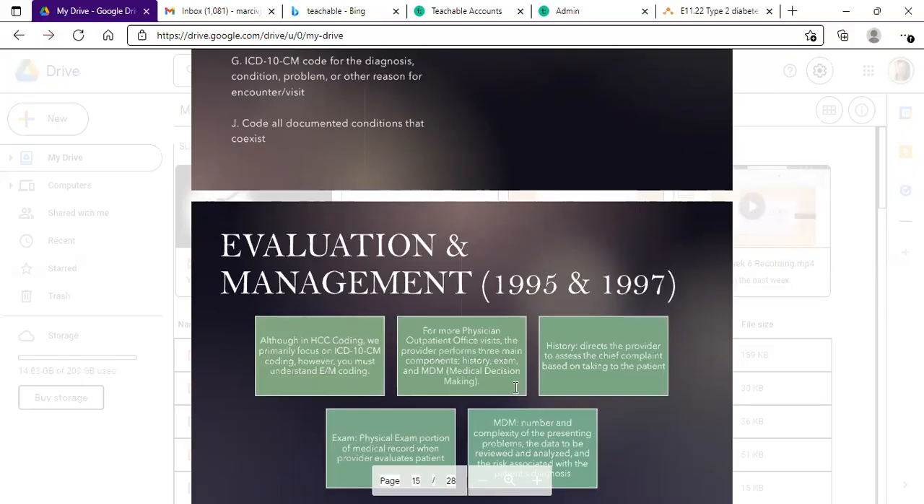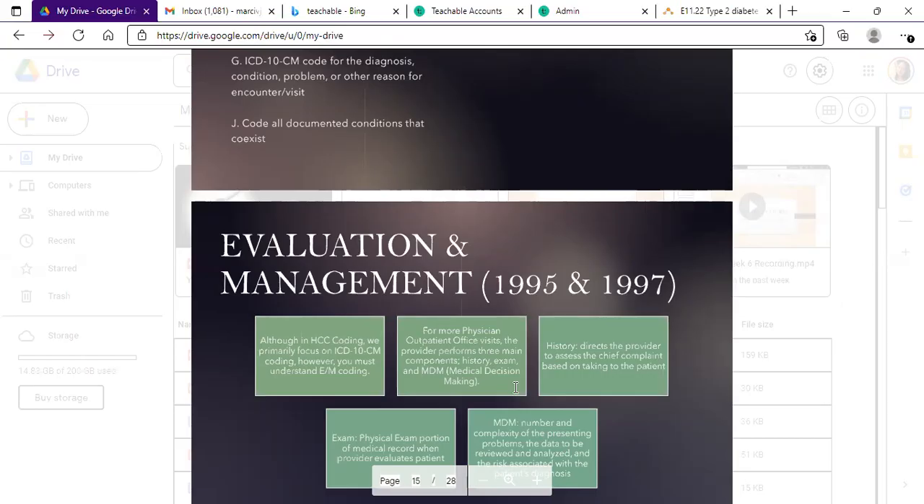Most of the time, you're going to use these evaluation and management codes when you're working in a physician's office, where they're having doctor's visits and things like that. The good thing with risk adjustment coding is you're not coding for the level of the visit. You're not coding for evaluation and management. However, you still need to understand it.